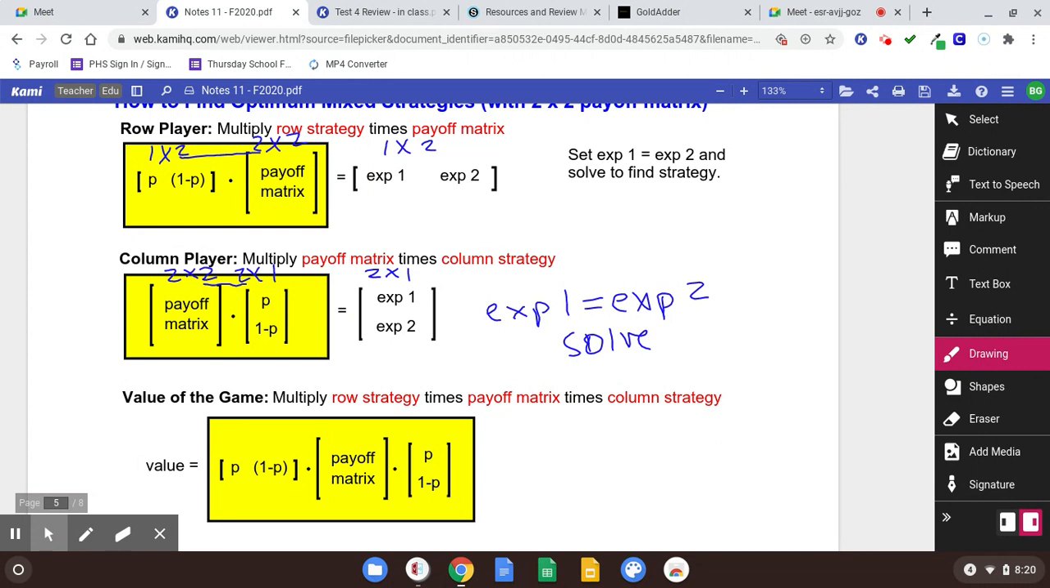So this right here, this slide, this is the main event. This is how you're going to do everything pretty much in this section.